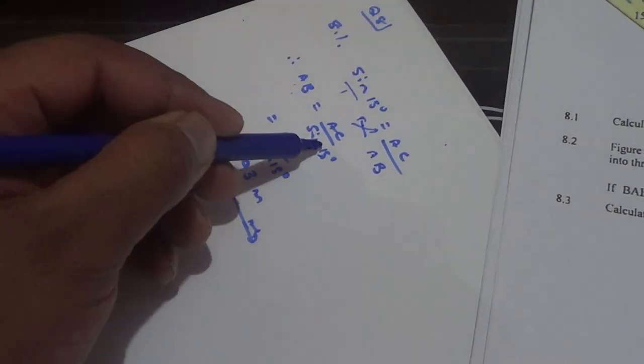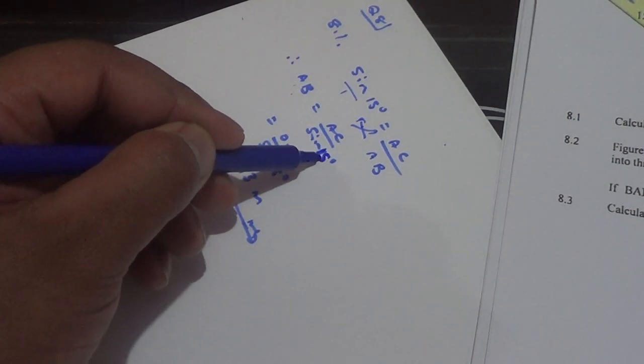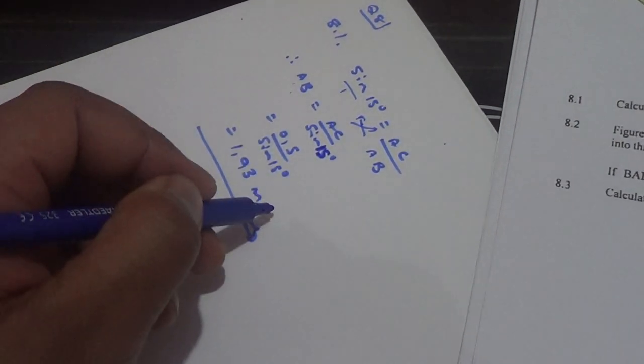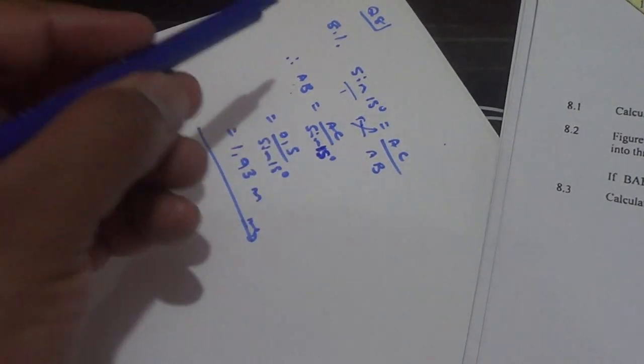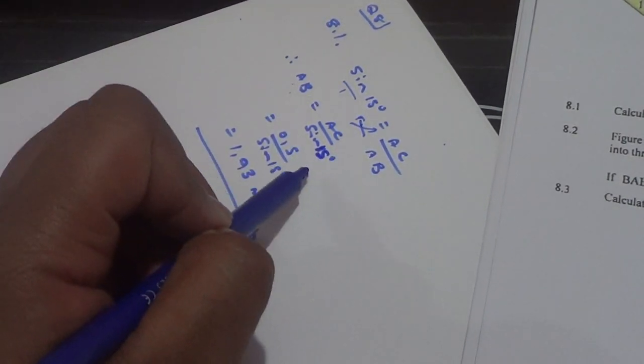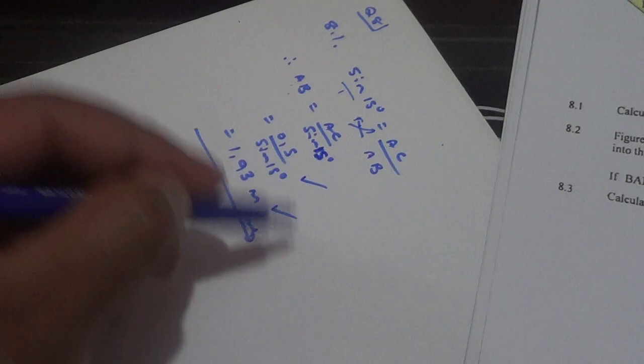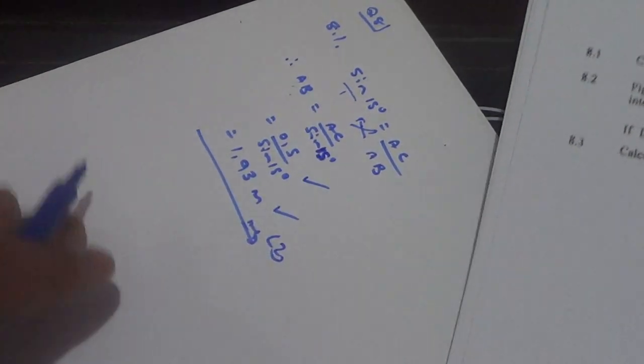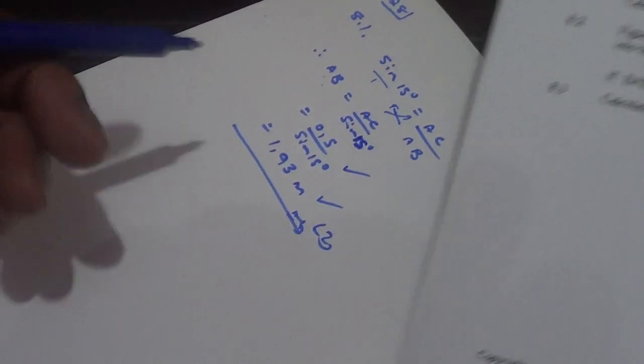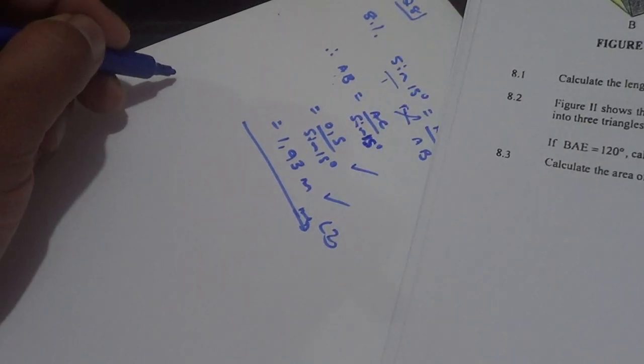So what is this here? This is 15. Okay, so how many marks are you getting? 2 marks. I think here it's for correct substitution and the answer with the units. Drop the units and you're dropping marks, I'm sure.